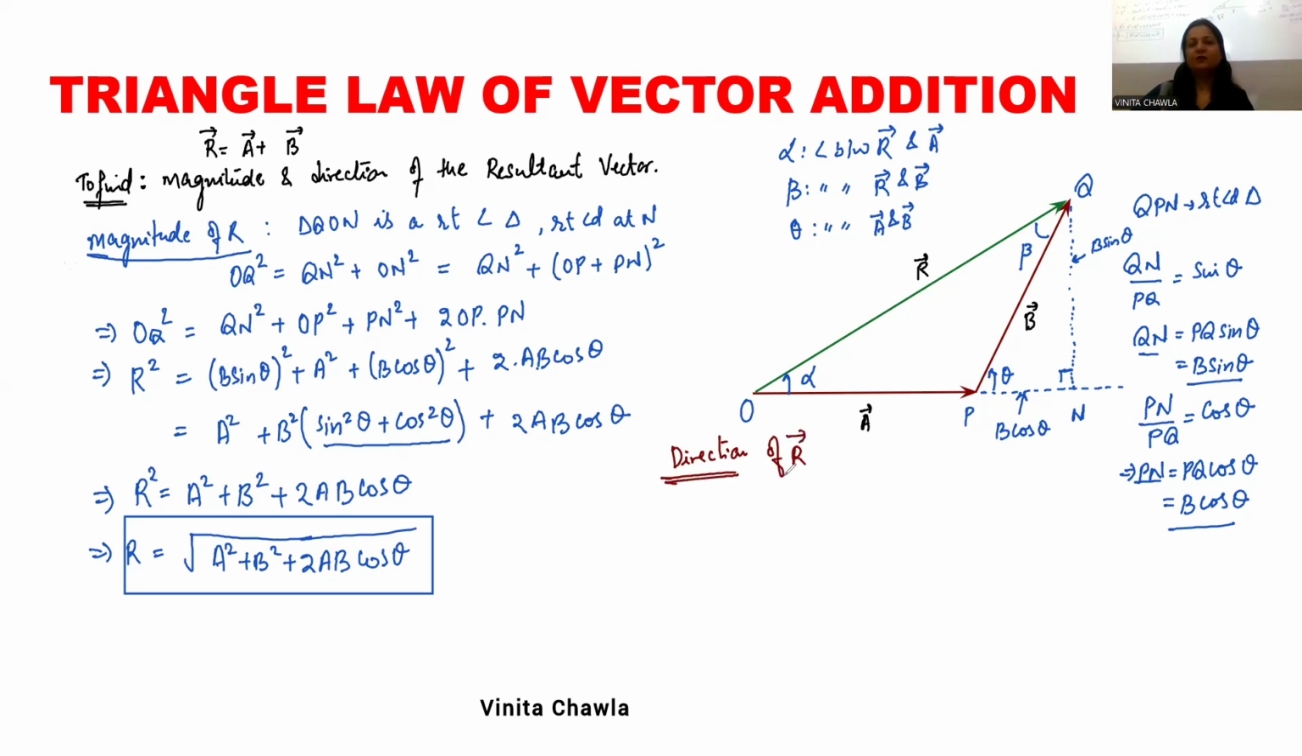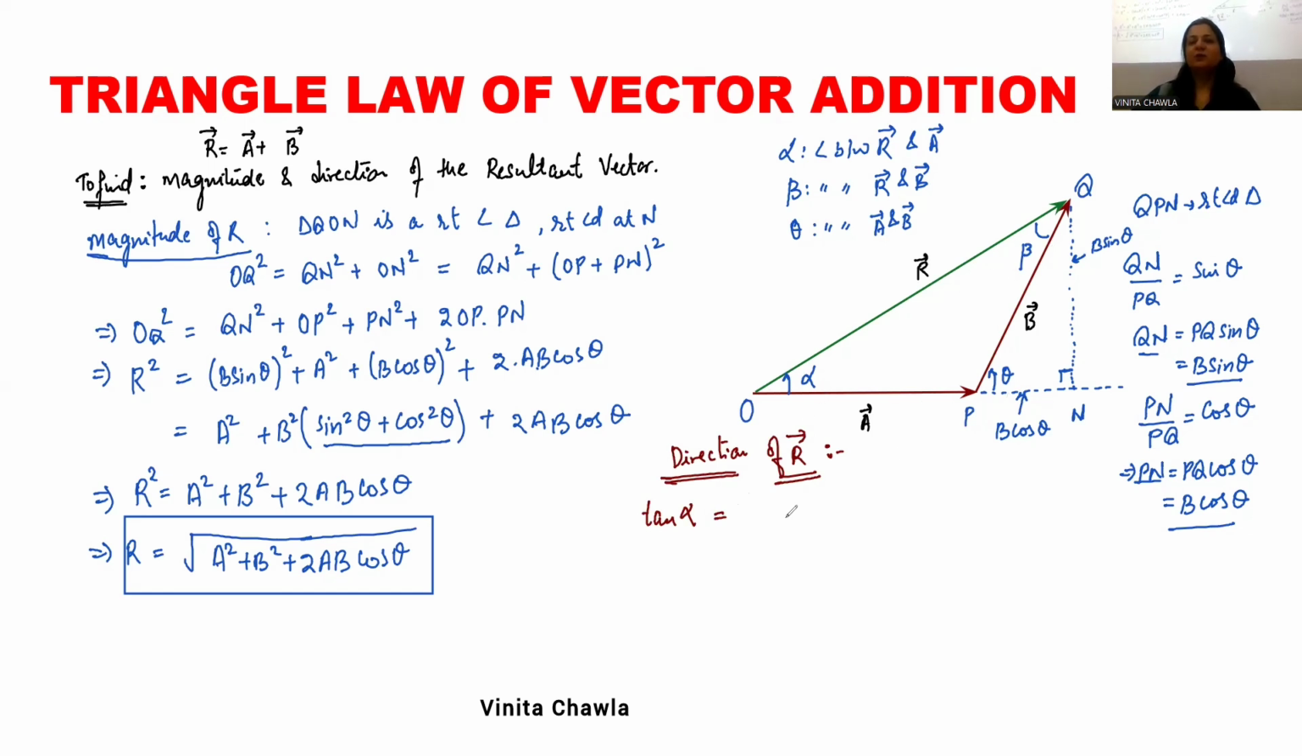How can we find direction? For direction, we need to consider the angle. In which direction it is, meaning at what angle it is, right? So let's write in terms of alpha first. So tan alpha. We can write tan alpha as, because tan theta is perpendicular by base, so let's consider this triangle OQN.